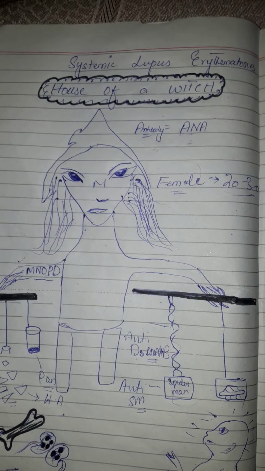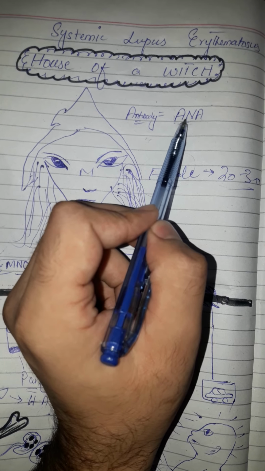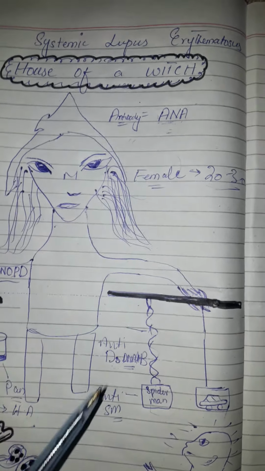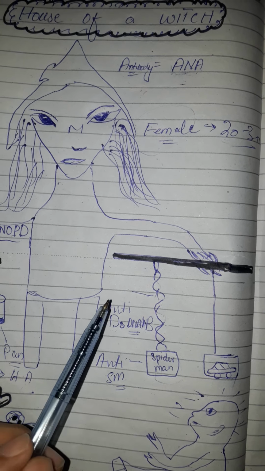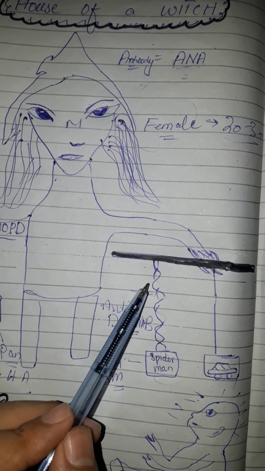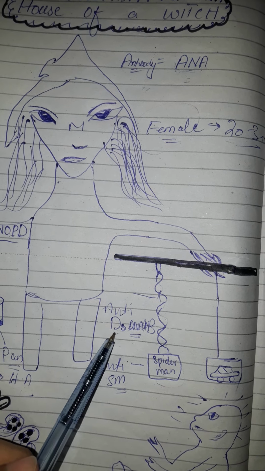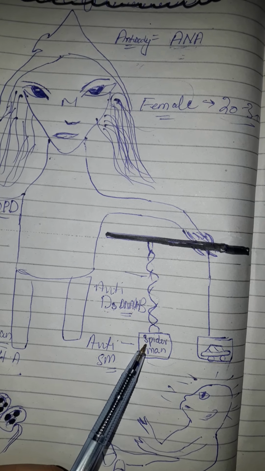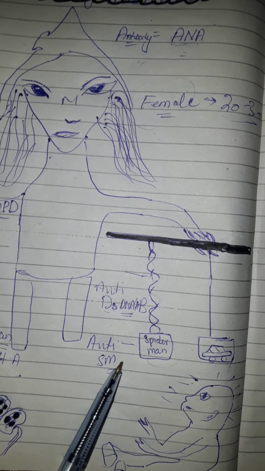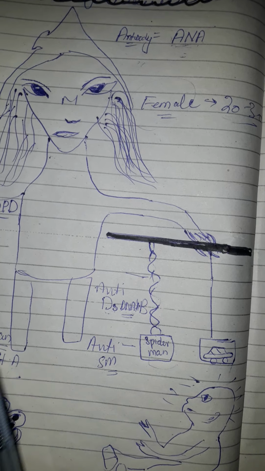As you can see, her name is Anna, so this Anna will remind you of the antinuclear antibodies. Now come towards this, as she has a stick in her right hand and something is hanging from it. This double-stranded thread will remind you of the double-stranded DNA antibodies, and you can see something is hanging at the end, and there is a Spider-Man. So this Spider-Man, SM, will remind you of the anti-Sm antibodies.